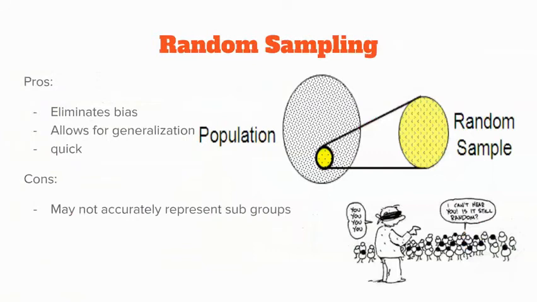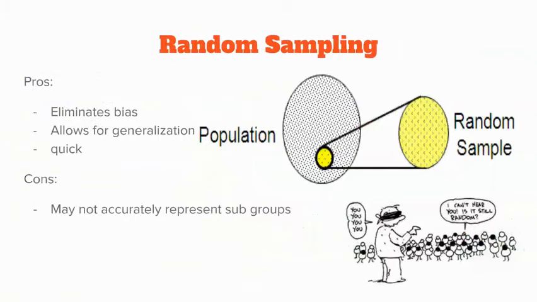So, two ways of doing this. One, you can do a random sample: drawing names out of a hat, picking ID numbers, etc. What this one does is eliminate some bias, because you have really no control over who ends up in your study. It does still allow for generalization, and it's quick.